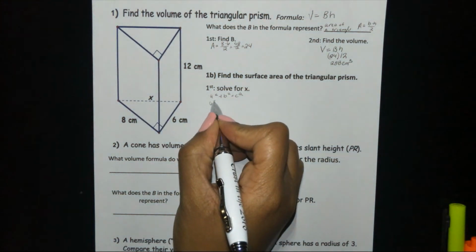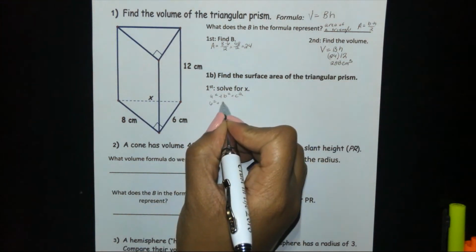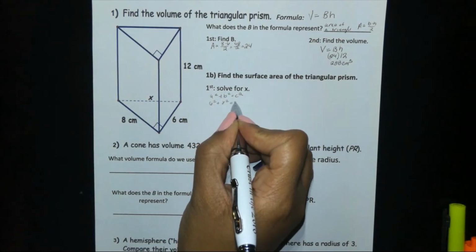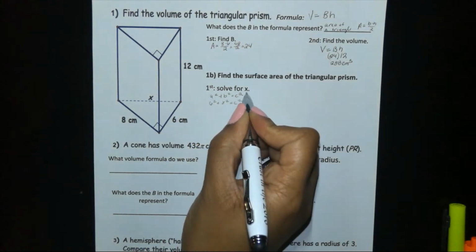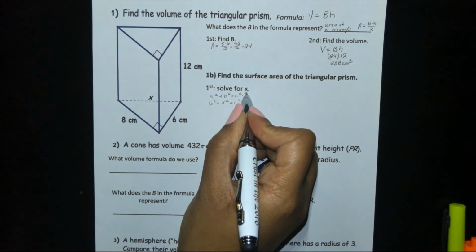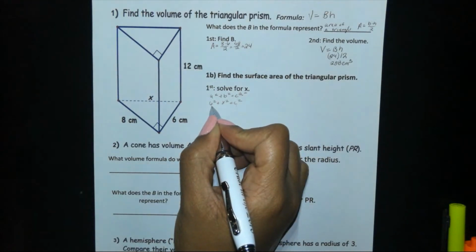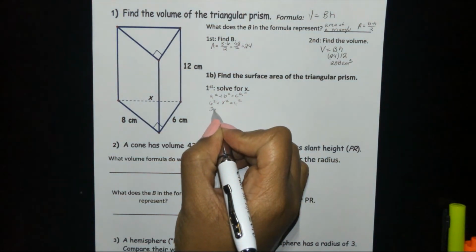I'm going to do 6 squared plus 8 squared equals c squared. And remember, your c squared is your x. Okay. When we do 6 times 6, we know that gives us our 36.